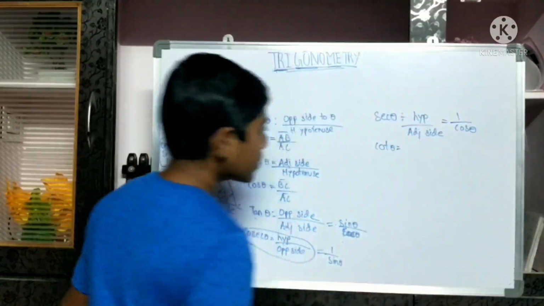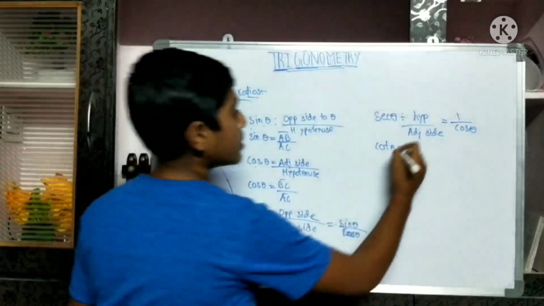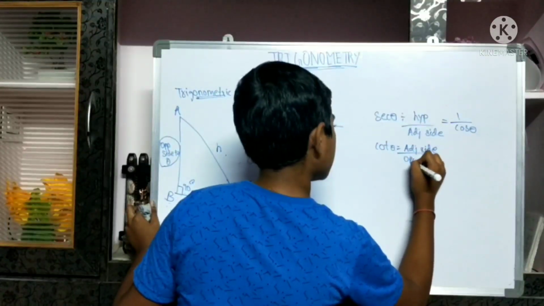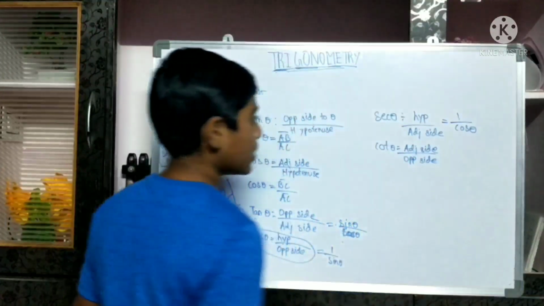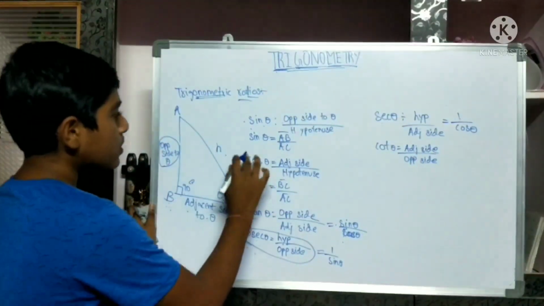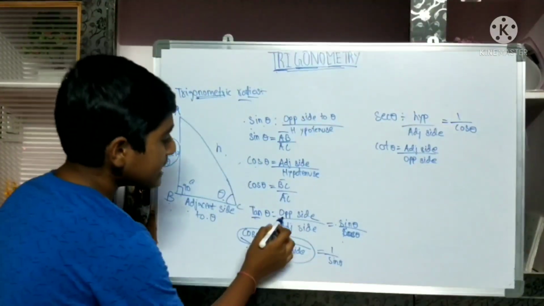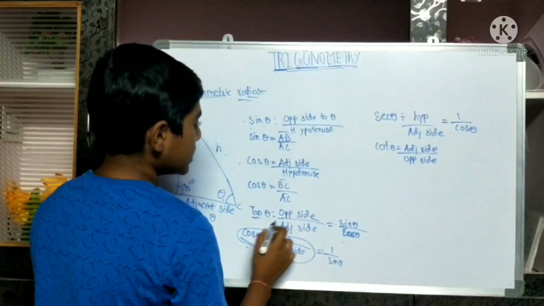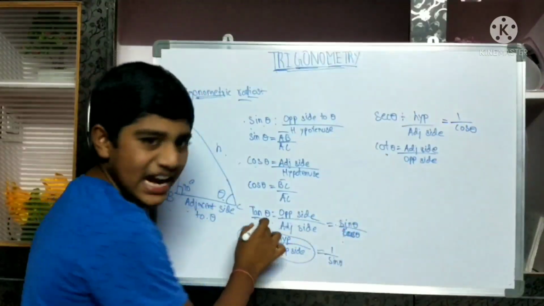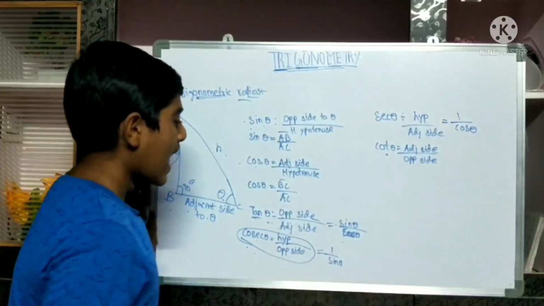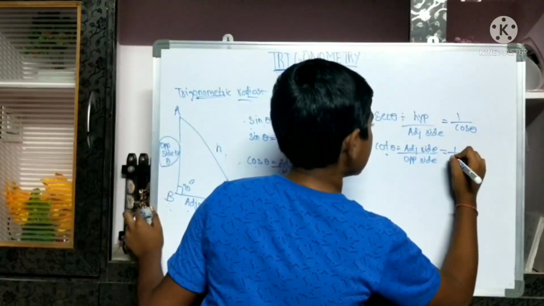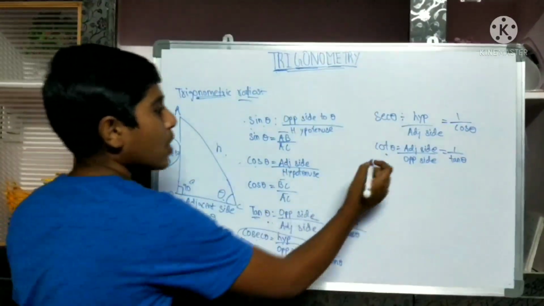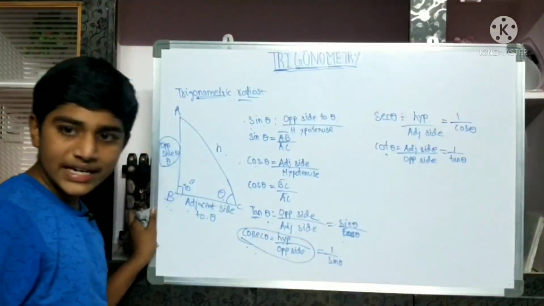And the last one is cot theta. Cot theta means the adjacent side by opposite side. So we know here tan theta. Tan theta is equal to opposite side by adjacent side. That means this cot theta is reciprocal of tan theta. So we can write cot theta as 1 by tan theta. Can we write it? Yeah, because it is reciprocal to tan theta.